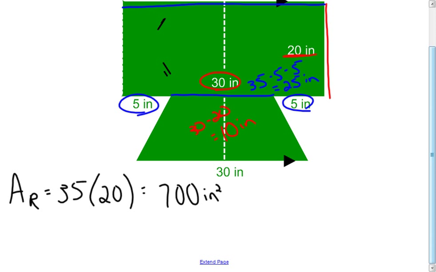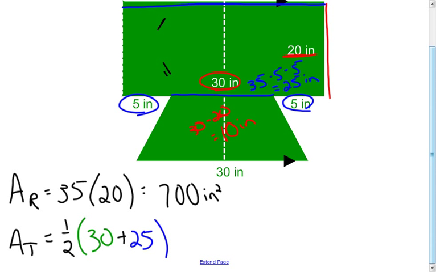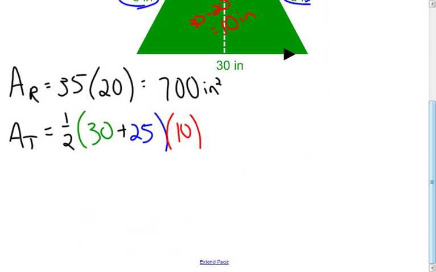So come down here, and all I'm going to do now, the area of the trapezoid is going to be 1/2, well, base 1, I'm going to call it 30. Add on my other base, which would be the top base, that's going to be 25. And then I have to multiply that by the height of my trapezoid, which I just found out to be 10. Do all my calculations on this. I'm going to do them kind of in my head here.